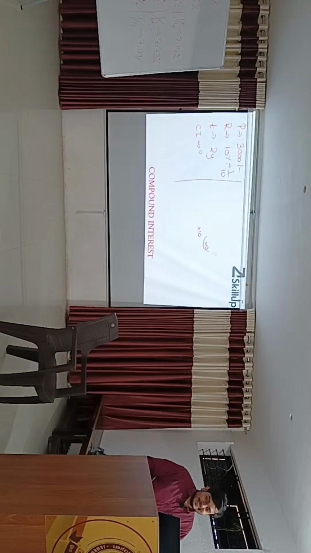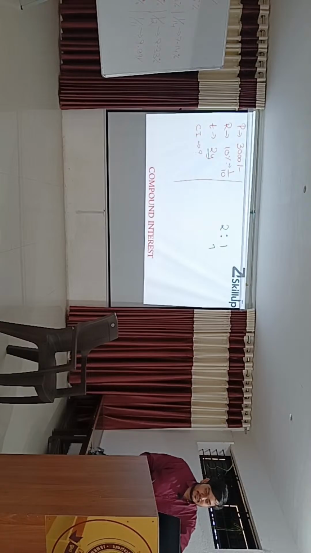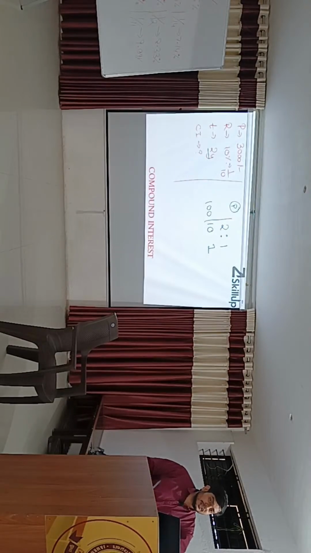In 5 minutes. Now 2 years is given. You tell me what is the 2 years value. 2:1. Below 1, what do I have to write? 1. Then outside, 100. What is this 100? Principal. What is given in the question? Principal only. Principal unit is nothing but 100 units. 100 units is the value 3000. 1 unit is 30. Write down, 1 unit equals 30 rupees.